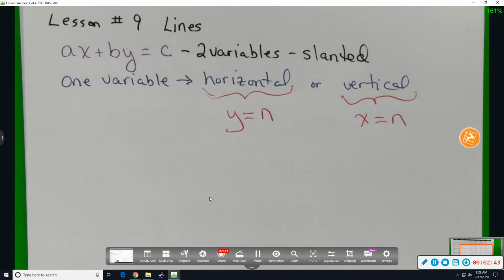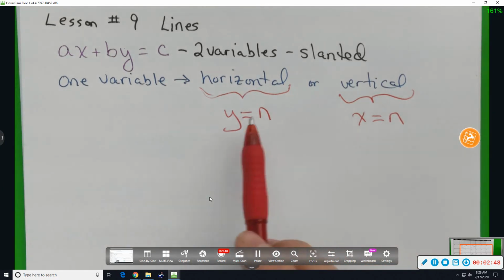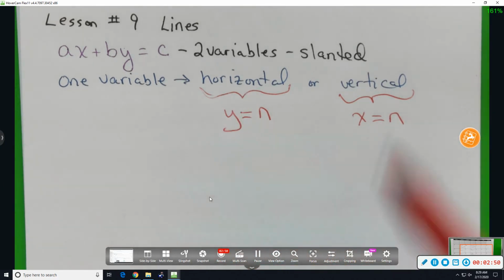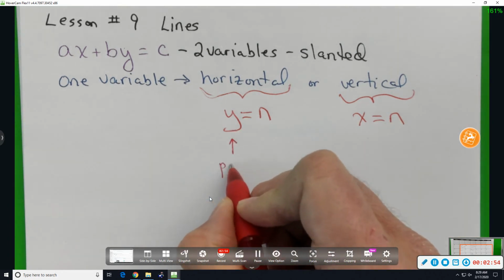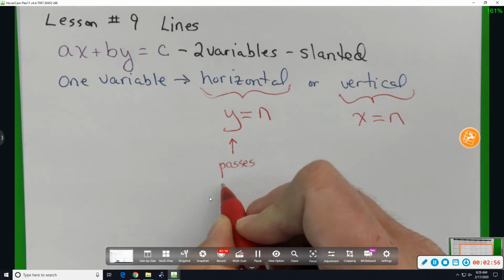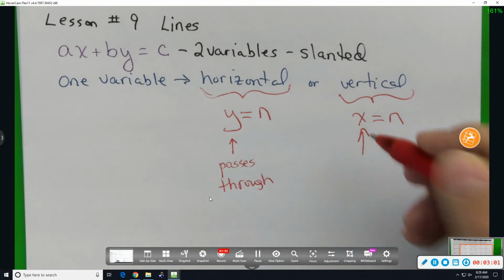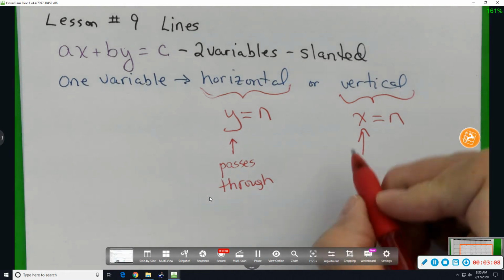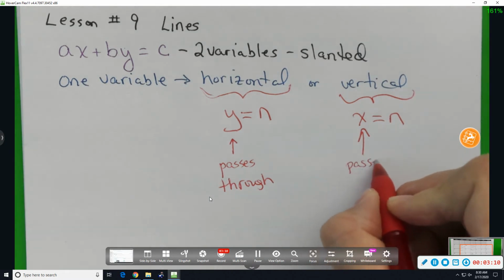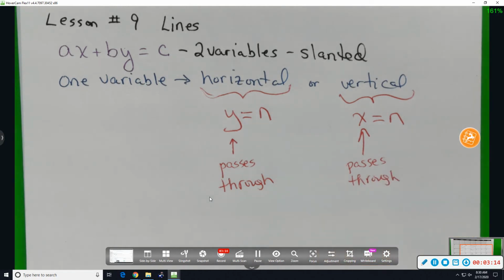But when we start actually drawing horizontal and vertical lines, the way you'll remember this is the axis that the line passes through. If you drew a vertical line, vertical is straight up and down, it's passing through the x-axis. And I'll show that as we do example problems 2 and 3.